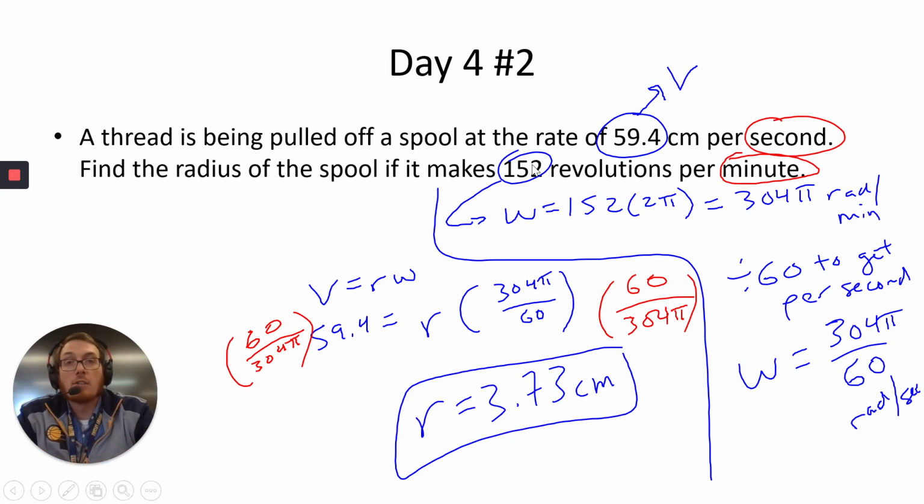So remember, 152 revolutions times 2 pi to get into radians, and then I divided by 60 to get it into seconds. Now you could simplify that answer if you wanted. In the end, it's not going to probably matter because you're looking for a decimal answer anyway. So then V equals r omega. I have V, I have omega, now they're both per second. I just multiply by the reciprocal, or divide by that fraction to the other side, and I should get a radius of 3.73 centimeters. It's centimeters because the velocity, or linear speed, was also in centimeters.